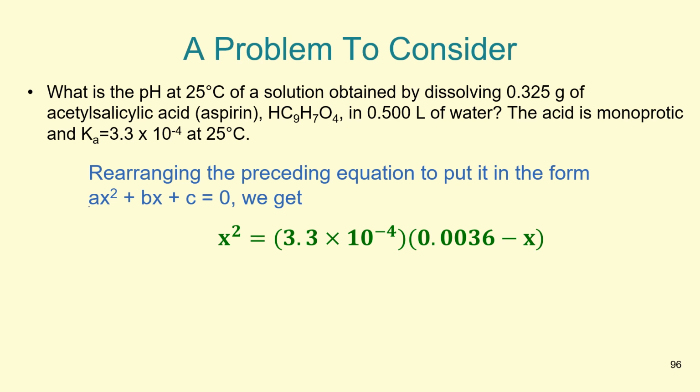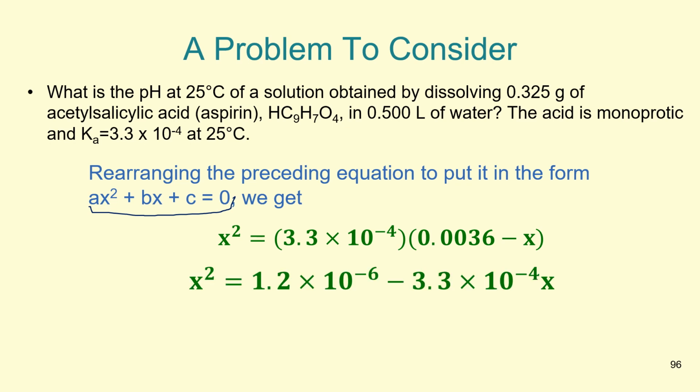Yeah, remember that you always want the quadratic equation in terms of ax squared plus bx plus c equals 0. So we have to arrange it to get it like that. The first thing we do is multiply both sides by 0.0036 minus x. But we're going to have to distribute. So 3.3 times 10 to the minus 4th times 0.0036 is 1.2 times 10 to the minus 6, and then 3.3 times 10 to the minus 4 minus x is equal to negative 3.3 times 10 to the minus 4x.